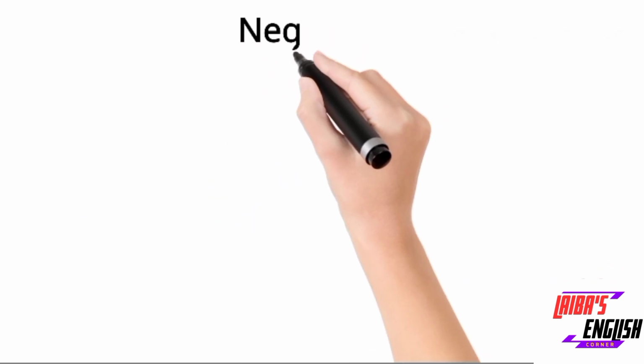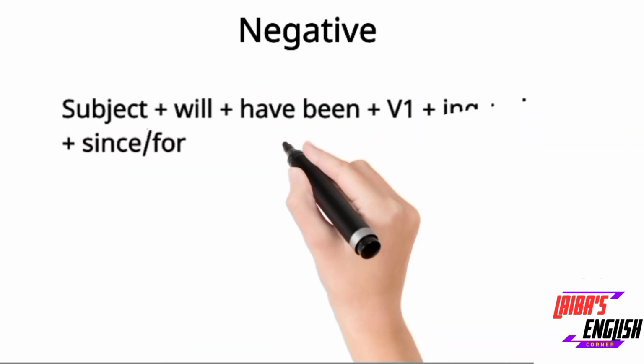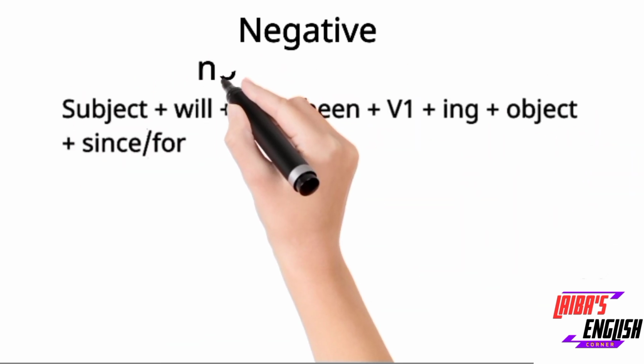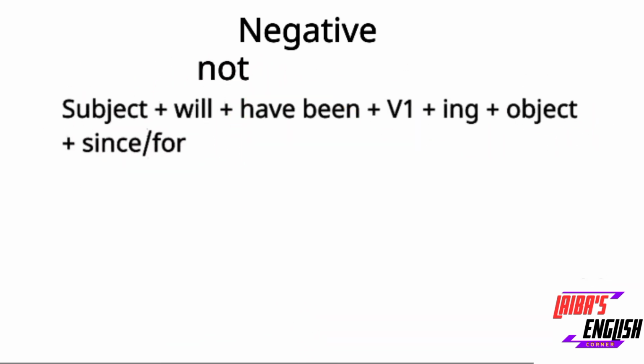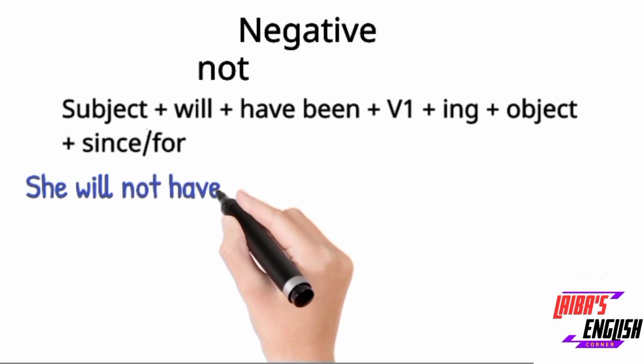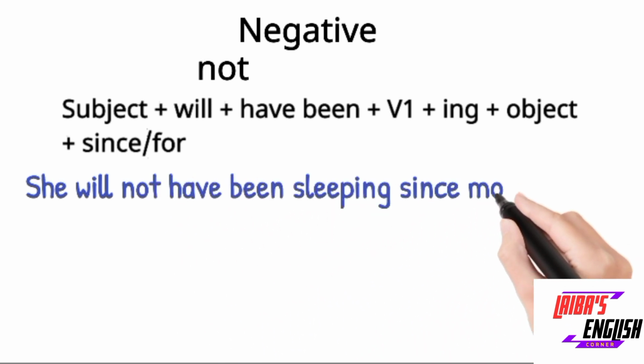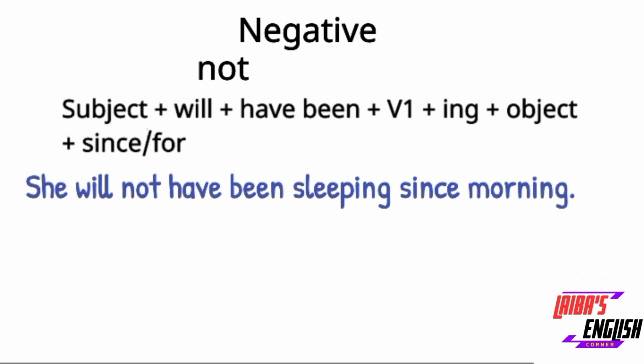Now we will make negative of this future perfect continuous tense. So this is a structure, just we have to put not after the helping verb, and other structure will remain same. Subject plus will plus not plus have been plus verb first form plus ing plus object plus since and for. Examples are she will not have been sleeping since morning.